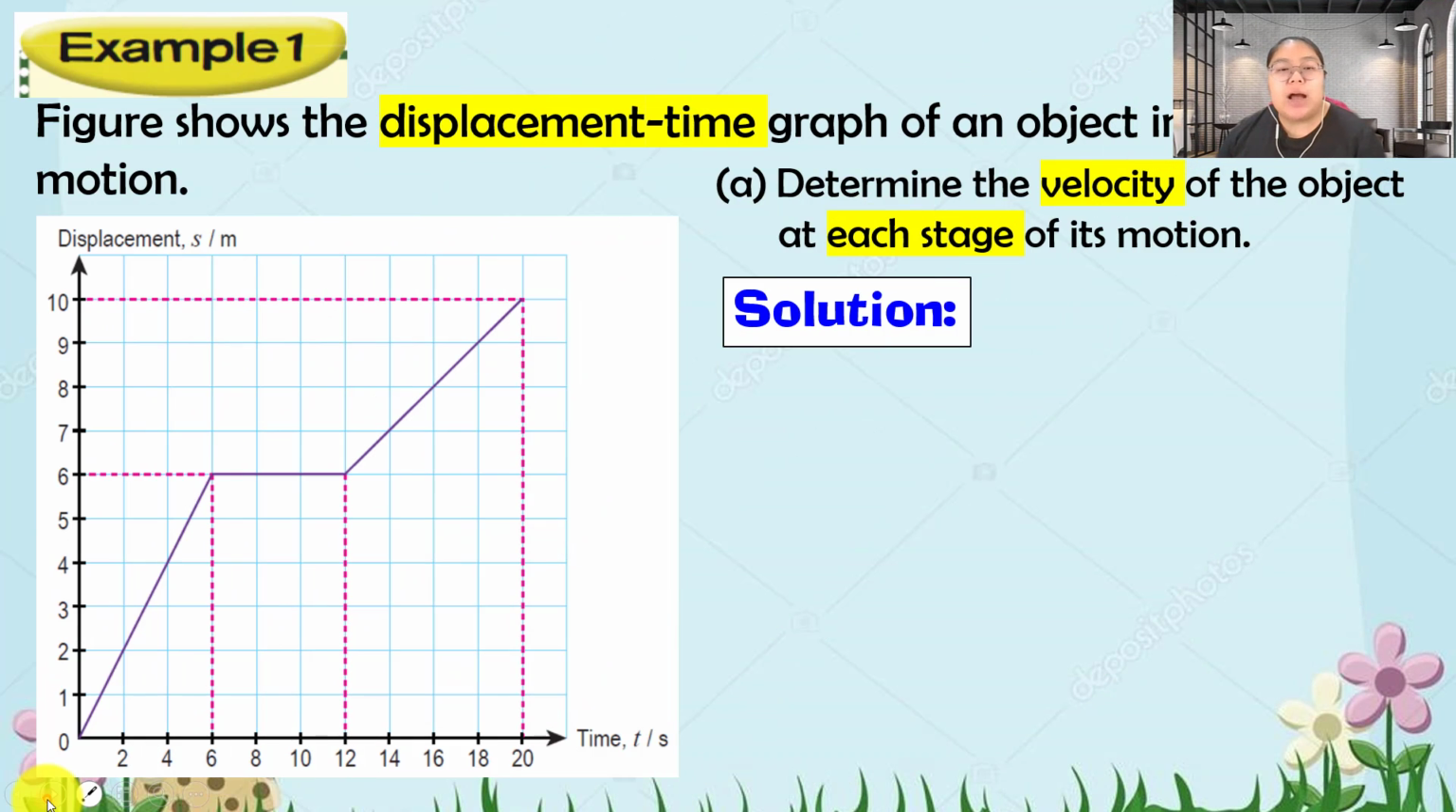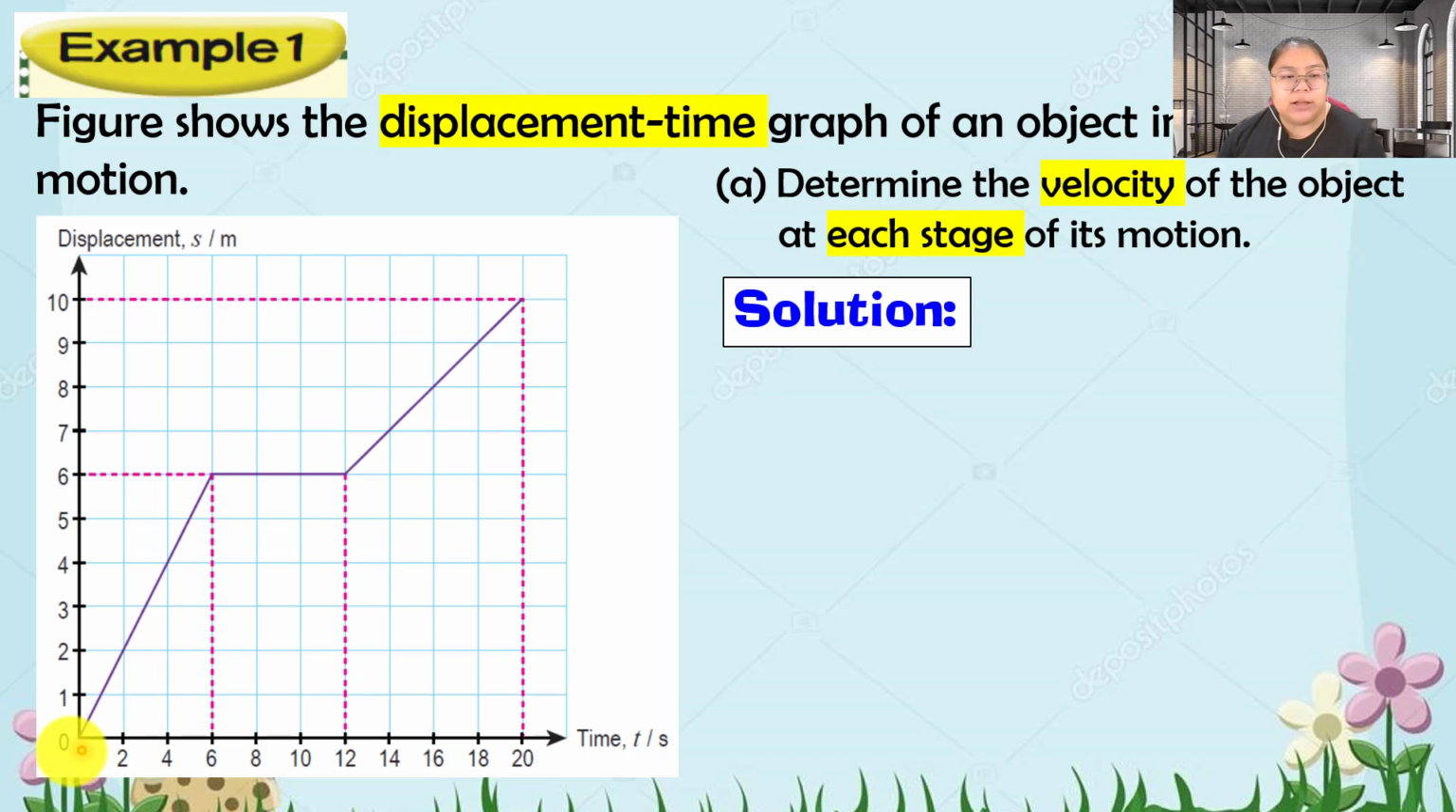Okay, now that we have finished the displacement-time graph, we do an example question. This one is a v-t graph for an object in linear motion. We need to determine the velocity of the object for every stage. So from here, they need us to find the gradient, because they want to find velocity. So we separate it into 3 parts.